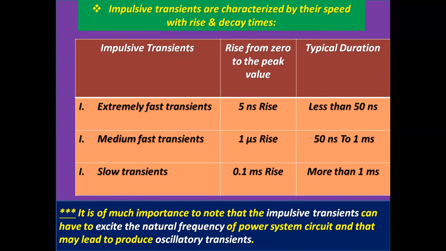Medium fast transients, which is 1 microsecond rise and its duration 50 nanoseconds to 1 millisecond. Slow transients, that is 0.1 millisecond rise and duration more than 1 millisecond.